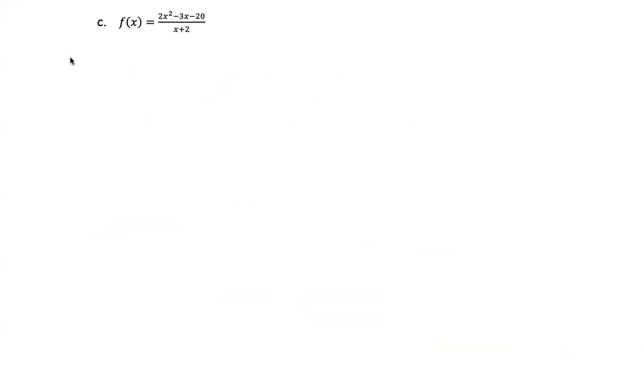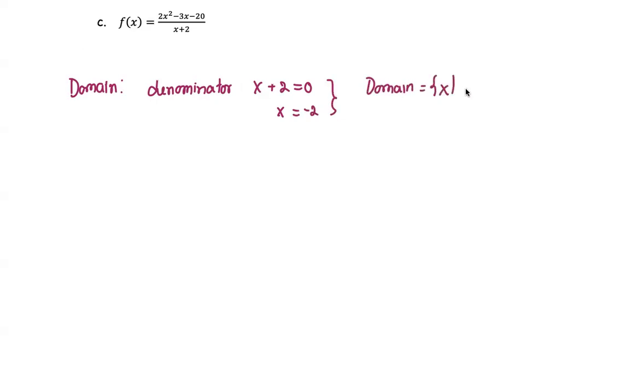In this example, we have f of x equals 2x squared minus 3x minus 20 divided by x plus 2. First, when we look for the domain, consider the denominator, which is x plus 2. When x plus 2 equals 0, x is negative 2. This tells us the domain is the set of x such that x cannot be negative 2.